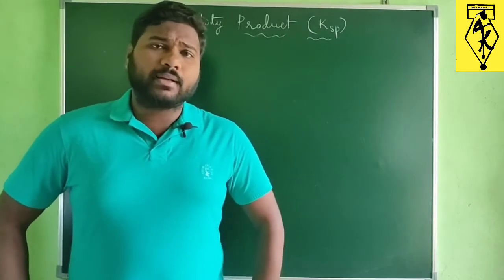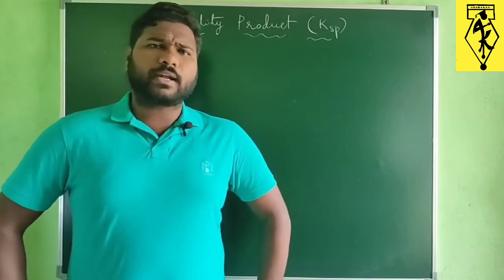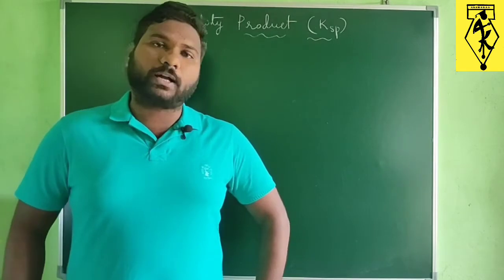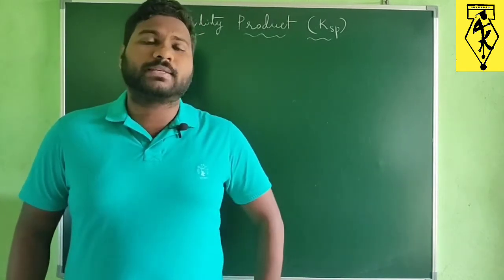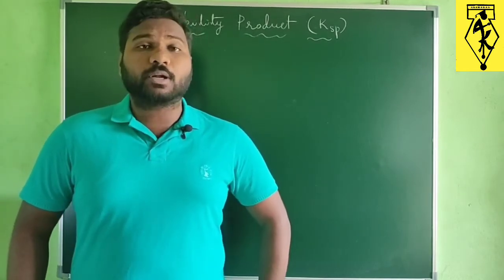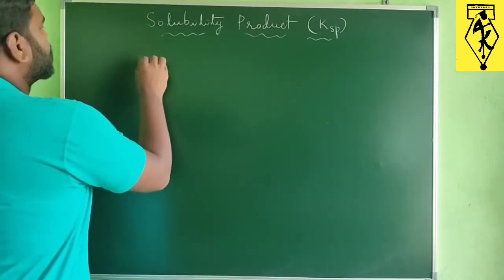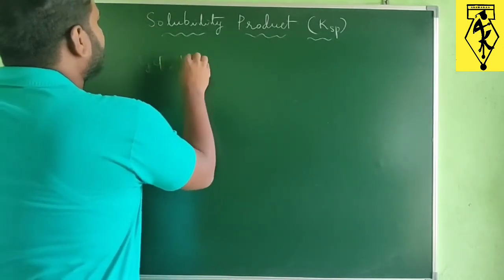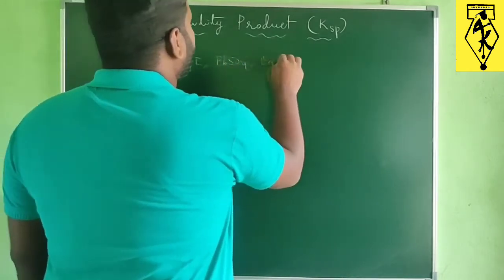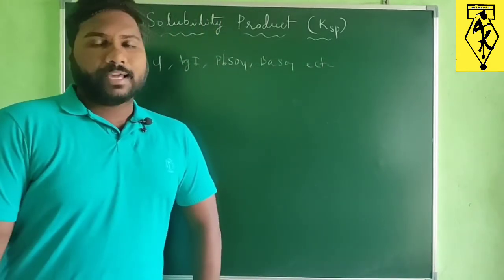The solubility product is about sparingly soluble electrolytes. So what is meant by sparingly soluble electrolyte? The electrolytes which can dissolve less than 1 gram per 100 ml of water are known as sparingly soluble electrolytes. So here particularly the solubility product will be applicable to sparingly soluble electrolytes, like silver chloride, silver iodide, lead sulfate, barium sulfate, etc. So these all are sparingly soluble electrolytes.